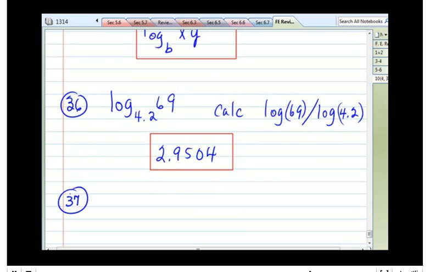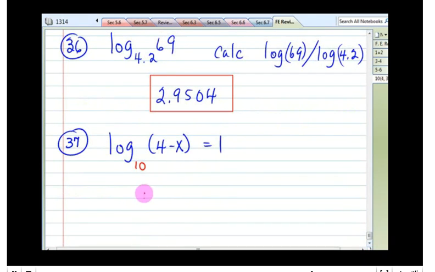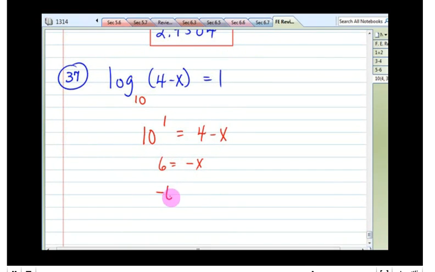37. This is a log equation. You always want to turn log equations into exponential. What's the base here that's not written? 10. 10 is the base. And so you write it as exponential, which is 10 to this power equals 4 minus x. Subtract the 4, so 6 equals negative x. And so what does x equal? Negative 6.